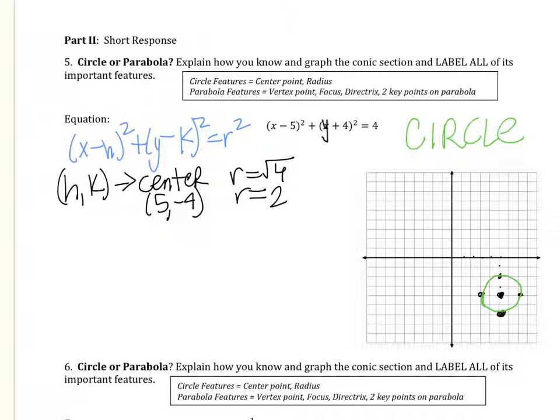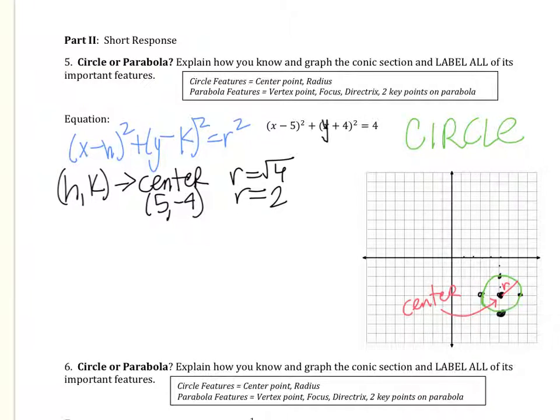So I'm going to go ahead and label these. Let's use pink. So my radius is right there, and my center point is right there. Okay, let's move on to the next question.